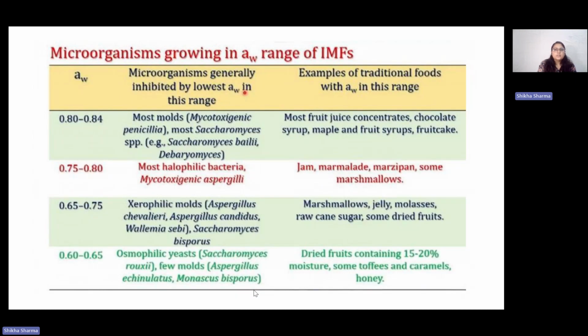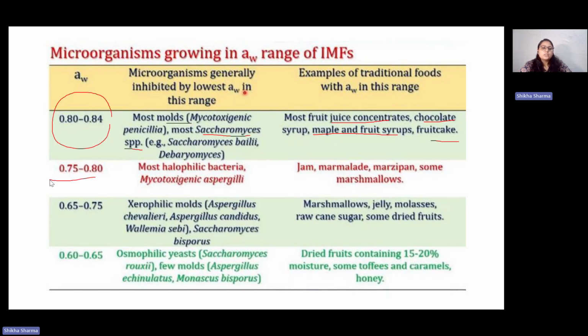So in these IMFs, having different water activity ranges, what kind of microorganisms can grow here? If the water activity is a little high, which is 0.8 to 0.84, mostly molds or Saccharomyces species can grow, in foods like fruit juice concentrates, chocolate syrups, maple and fruit syrups, and fruit cakes.